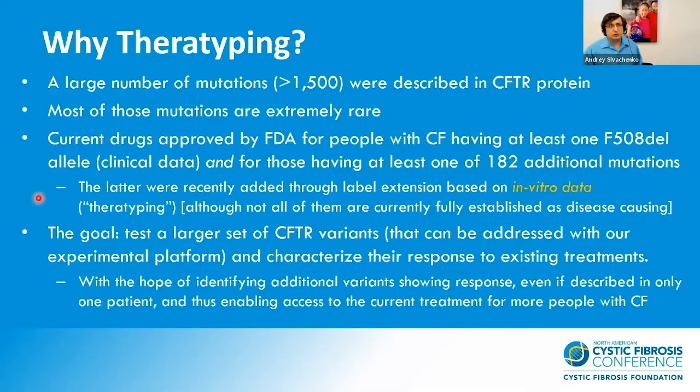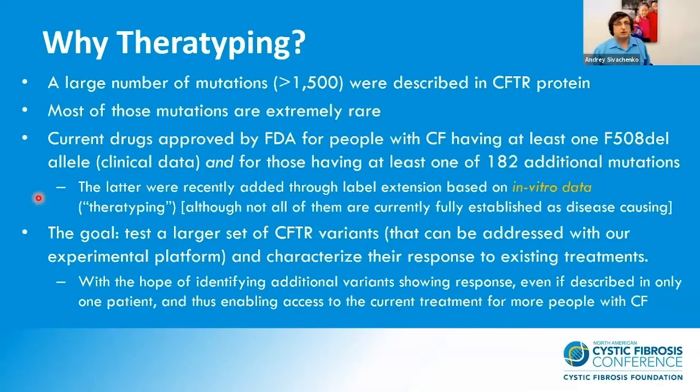And it's important to realize that a very large number of different mutations, over 1,500 in fact, were reported to date in the CFTR gene. And many of those are still poorly characterized. In addition to their sheer number, most of those mutations are extremely rare, down to literally a single known person, which makes running classical clinical trials impossible.